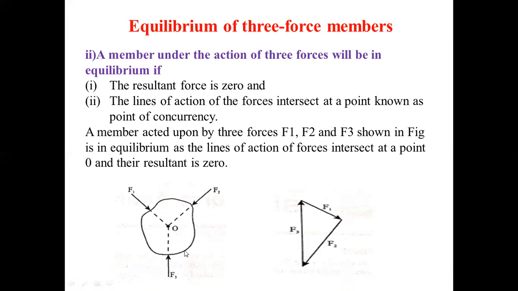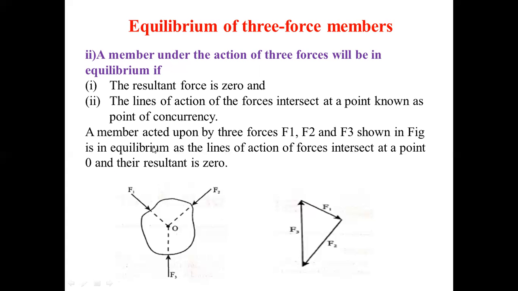Now, we can observe in the figure there are three forces acting. What are those? F1, F2, and F3 are acting on the body. So for this body to be in equilibrium under the action of forces F1, F2, and F3, the first condition is the resultant force is zero. That means the resultant produced by all the forces, that is F1, F2, and F3, is equal to zero.